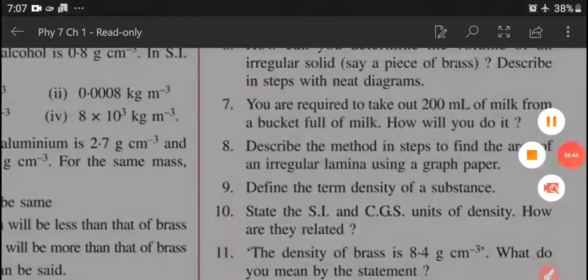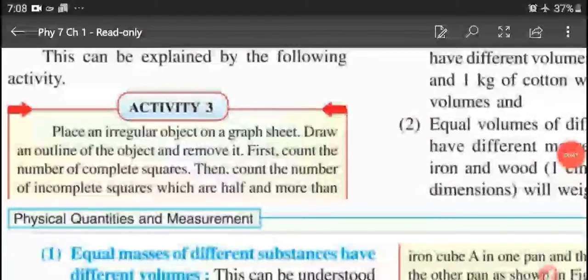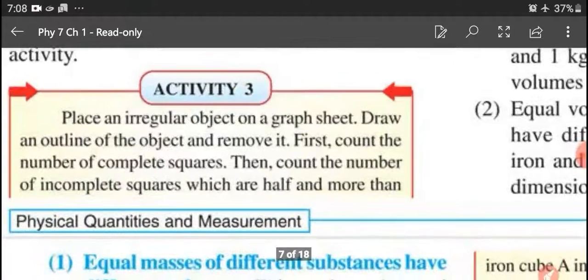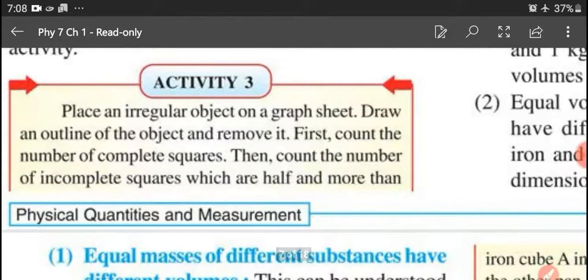Now our eighth question, it is our final question today. Describe the method in steps to find the area of an irregular lamina using a graph paper. Please take out page 7, Activity 3. Please underline the activity.